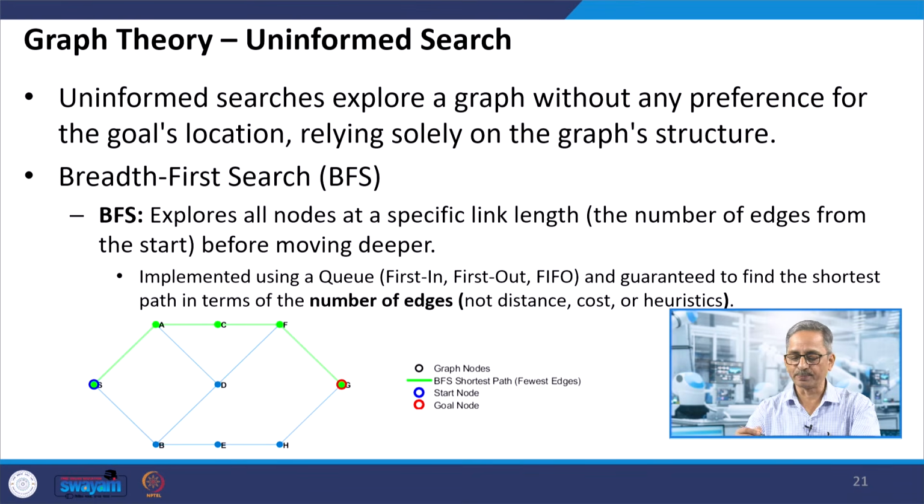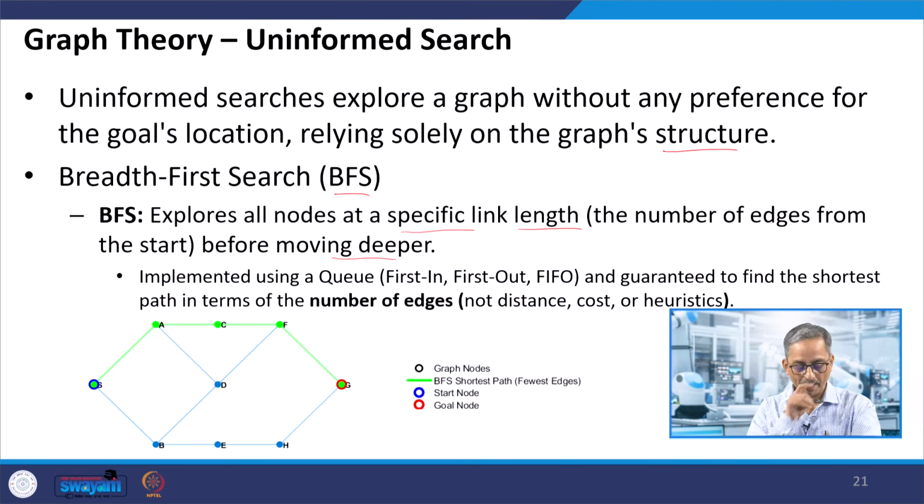Uninformed search explores a graph without any preference for the goal location, relying solely on the graph structure. There are two types of searches possible. One is the breadth first search, and the breadth first search explores all nodes at a specific link length, the number of edges from the start, before moving deeper.